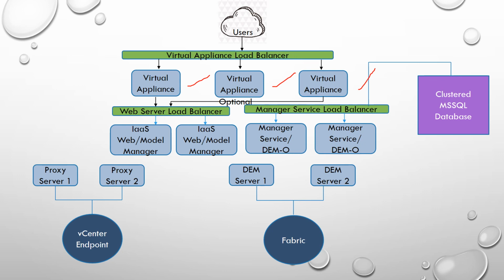We will also have 2 Windows servers behind a load balancer, which will each be hosting the IaaS web and the model manager. Another set of Windows servers will be hosting the manager service and the DEM orchestrator behind a load balancer. Other than that, everything in the medium and the large deployment will nearly be the same. You will have DEM workers on DEM hosts based on your requirements. Proxy agents may or may not be in HA mode, and the SQL database can be in clustered mode.